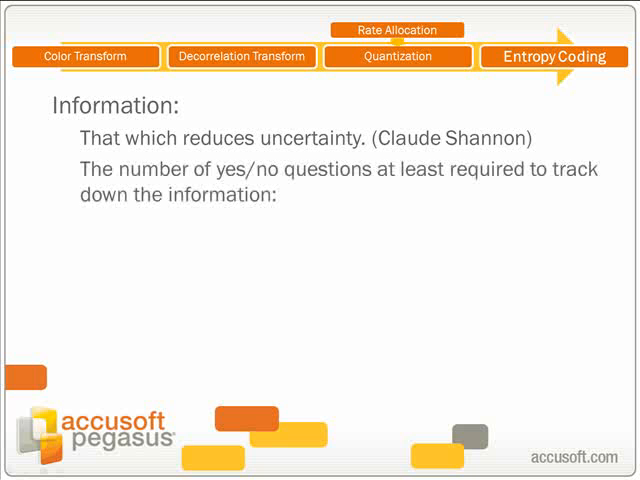We can quantify that by saying that information is the minimal number of yes-no questions that are required to track down information. The given formula describes exactly that, where P stands for the probability of an event of all possible events.